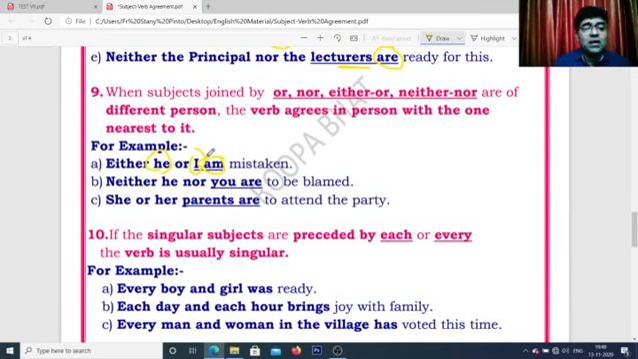Here, either he or I am mistaken. Neither he nor you are to be blamed. You see here again second person, third person, whereas here you have got second person. So the second person helping verb is are. If it was third person, it would have been neither you nor he has to be blamed or is to be blamed. Okay. She or her parents are to attend the party. She or her parents are, because of the verb which is near to the subject.